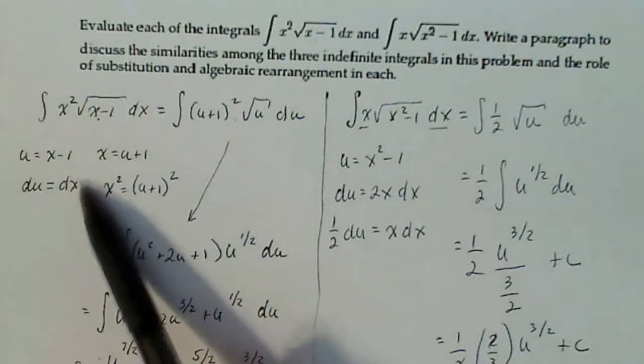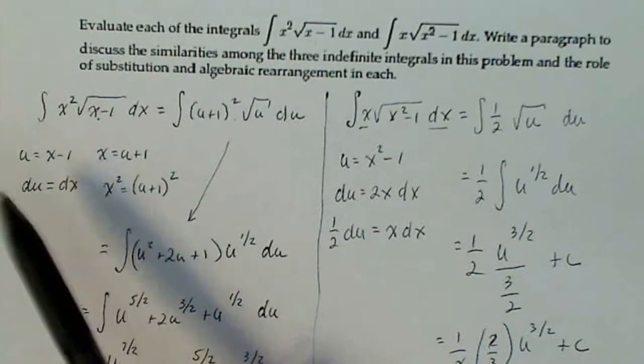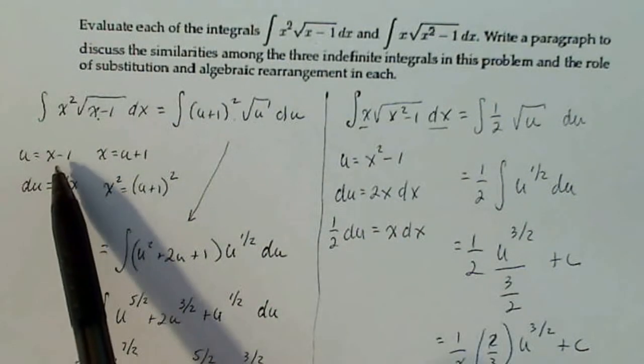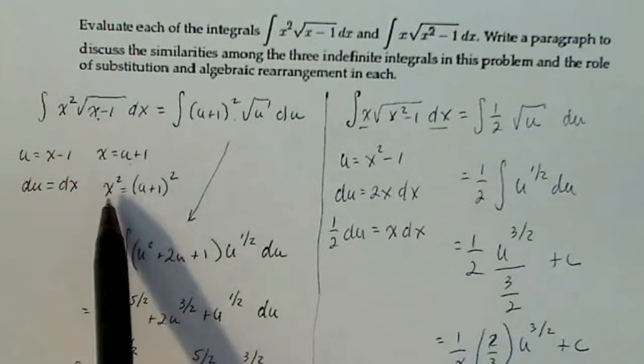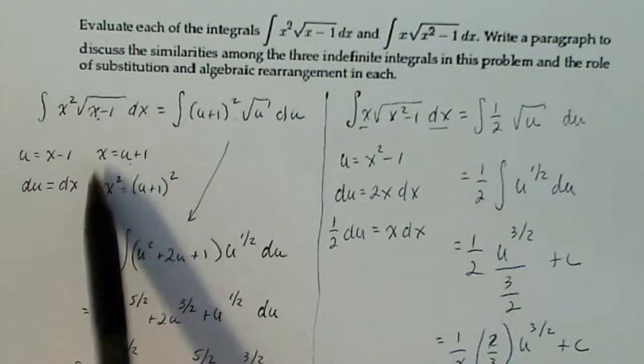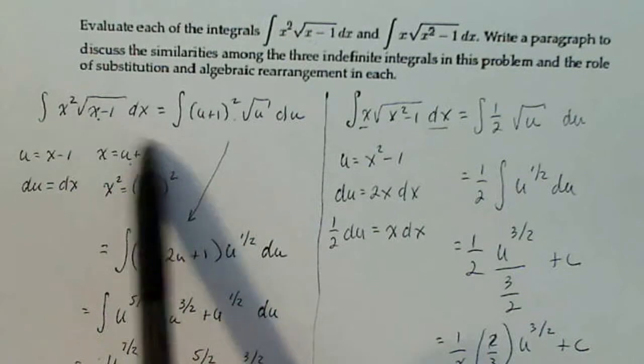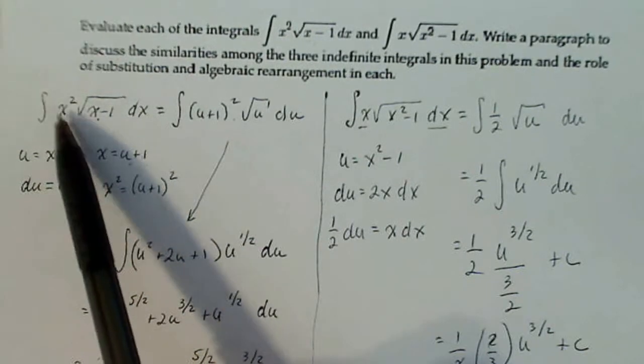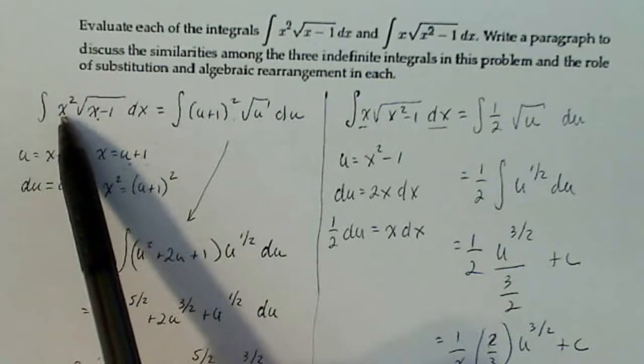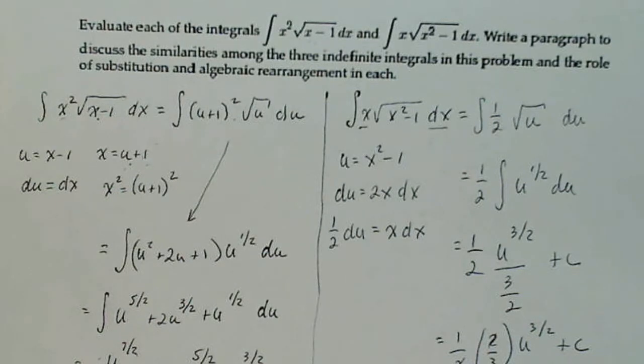And in the previous example in the previous video, we actually did something similar, but instead of multiplying x squared here, we just used x equals u plus 1 and substituted it in. The previous example had this just as x. So these are the 3 examples.